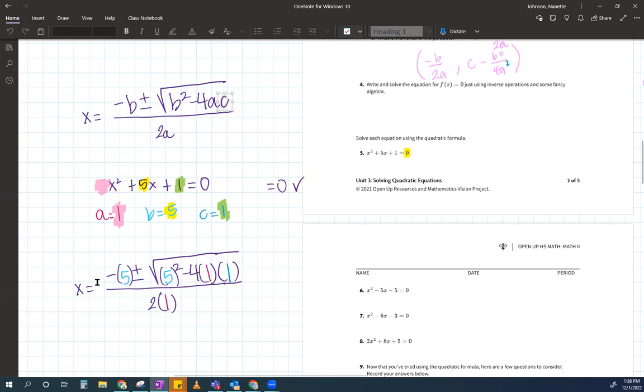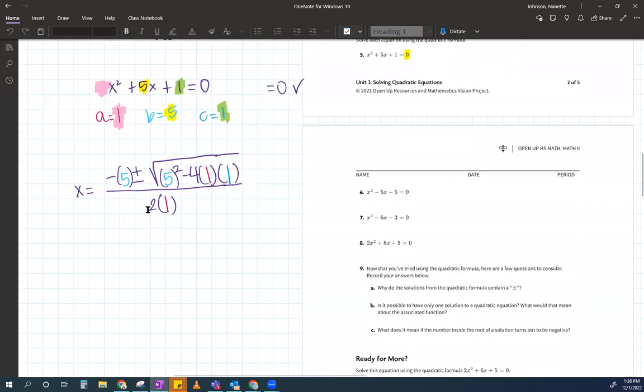Does anybody see anything that I can simplify? Yeah, you can simplify 2 times 1. That's 2. Okay, so let me just copy this. X is equal to, and then this is 2 on the bottom. Very good. Does anybody see anything else I can simplify maybe on the top? Oh, 5 squared. What's 5 squared? Oh, 25. Okay, very good.